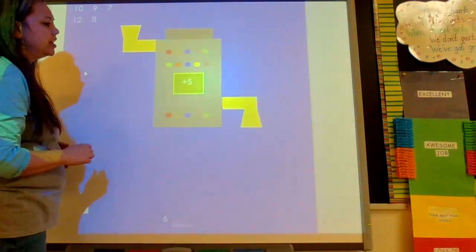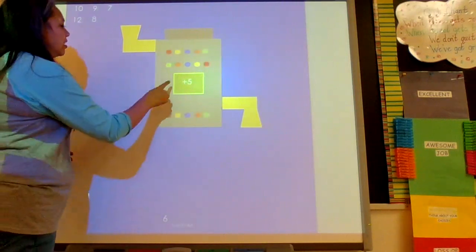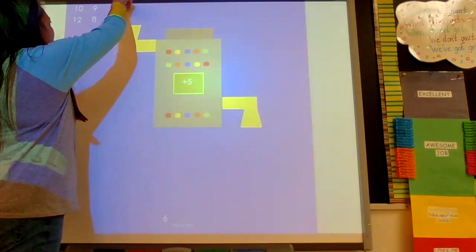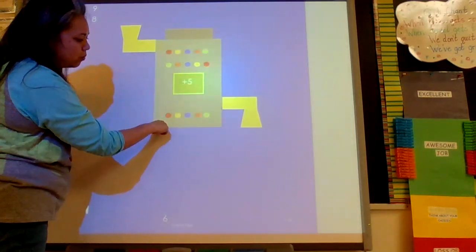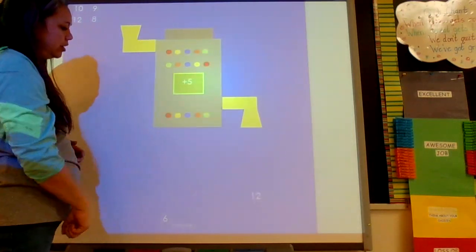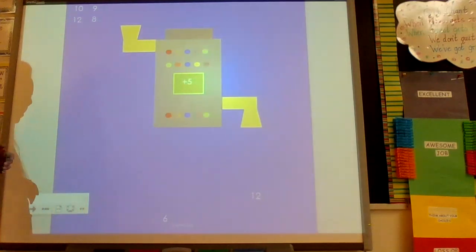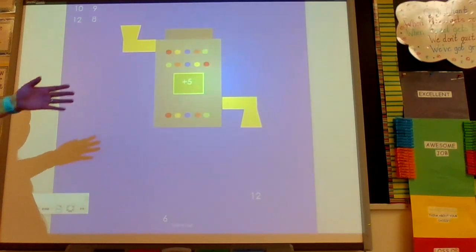So if I dump 7 in there, do you know what's going to come out? It's going to get bigger. Let's see. We put 7 in. What jumped out? 12. So we're going to dump that. 7 came in, 12 came out because it added 5.